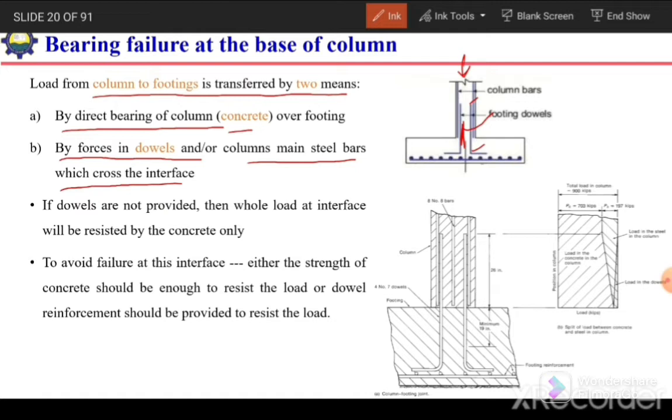So here if we see, the column at this stage is resisting the load, some portion by concrete and some portion by steel.